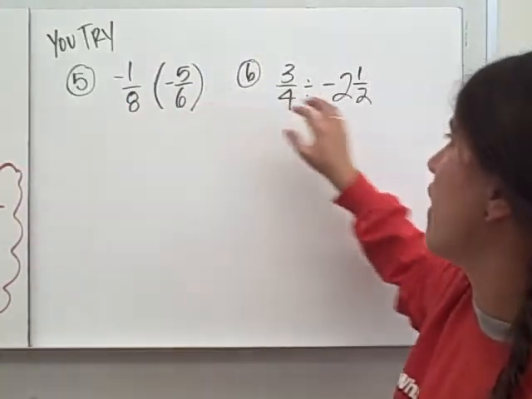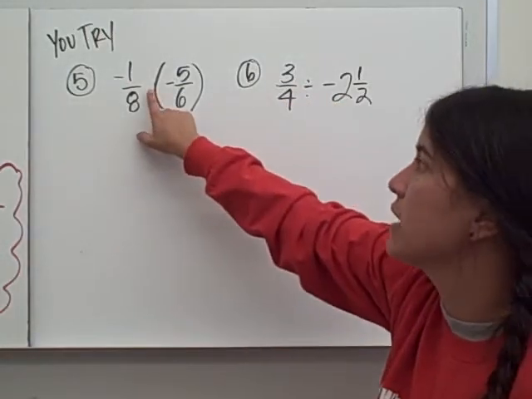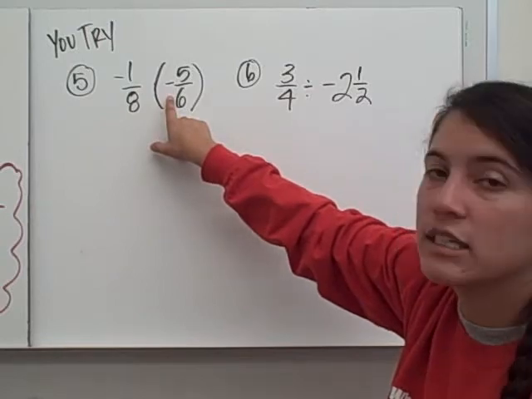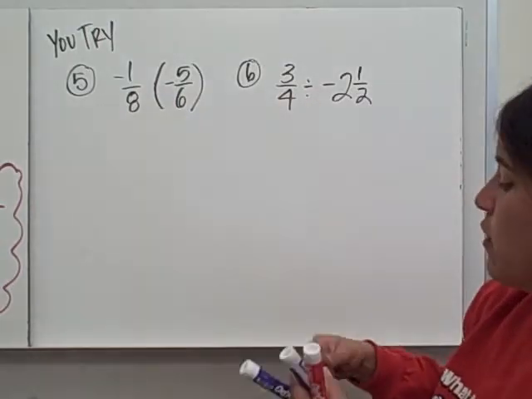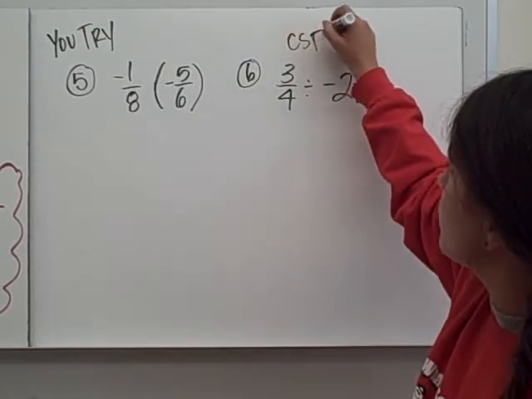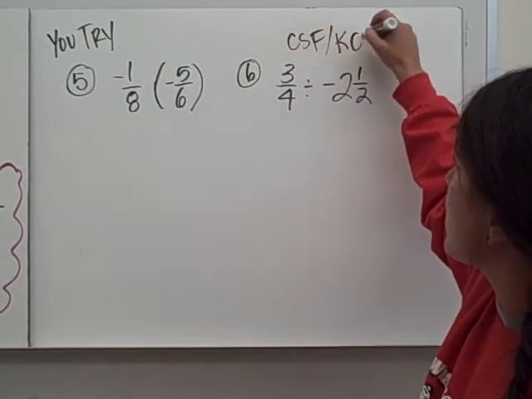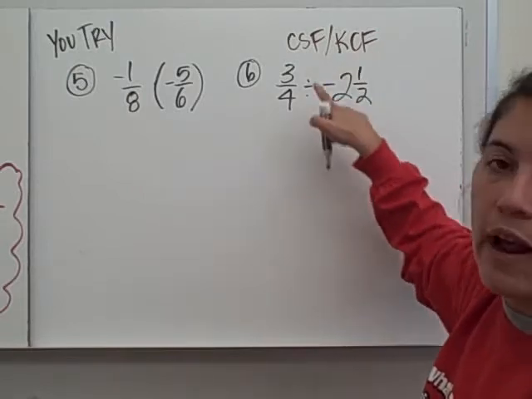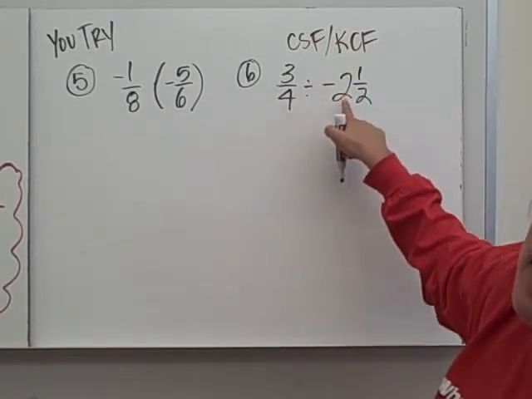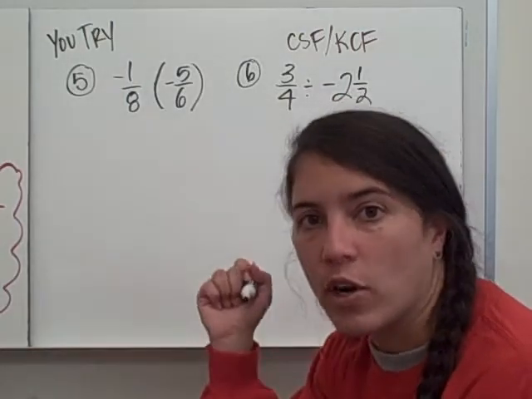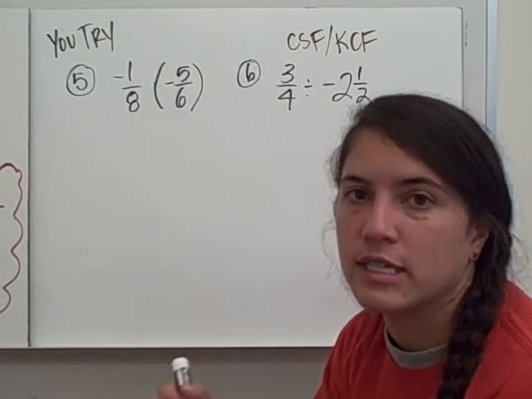So you try number 5 and number 6. Number 5 is a multiplication problem: negative 1/8 times negative 5/6. Number 6 is a division problem, so don't forget to copy, switch, and flip, or keep, change, flip, after you do around the world and change this mixed number into an improper fraction. So pause the video, work these, and then press play when you're ready to see.